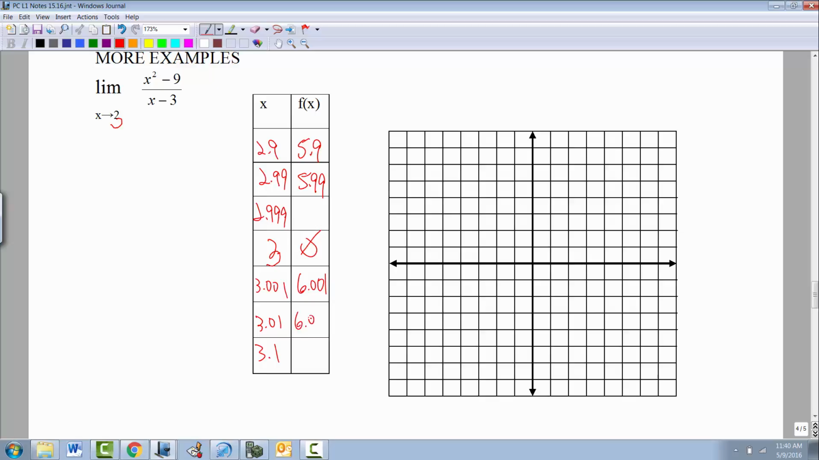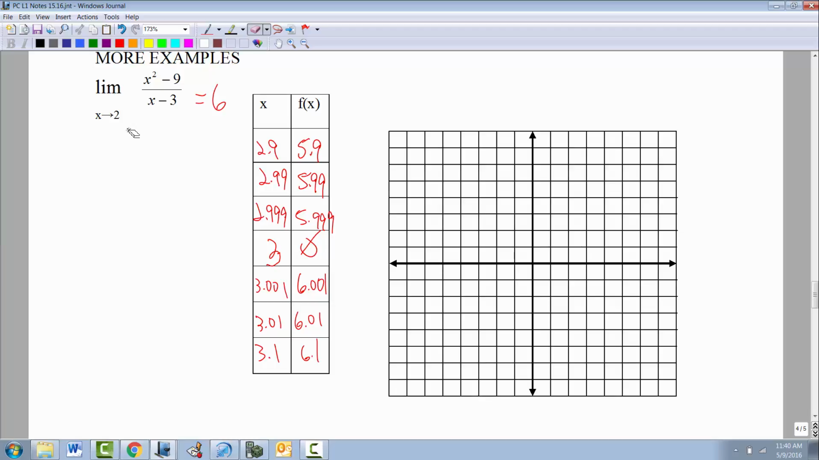So I think this one's 6.01. I could be safe to say, and this one's 6.1. So what do these appear to be approaching? 6. All right. Now the other class, this was a 2, and I didn't even look at it. What is the limit as x approaches 2? What is that answer? It's actually 5.